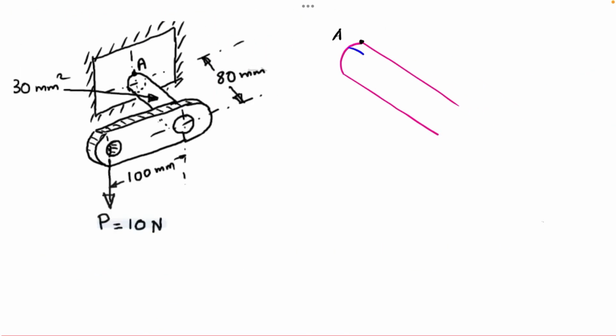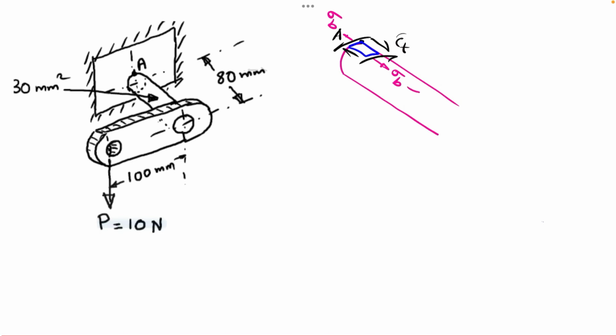So we can consider the element at the location of point A, where due to the bending moment we have the normal stress sigma b. This we have already discussed in the previous problem. We also have the shear stress due to the torque acting, that is tau T, the torsional shear stress, and we have the equations for these two components.